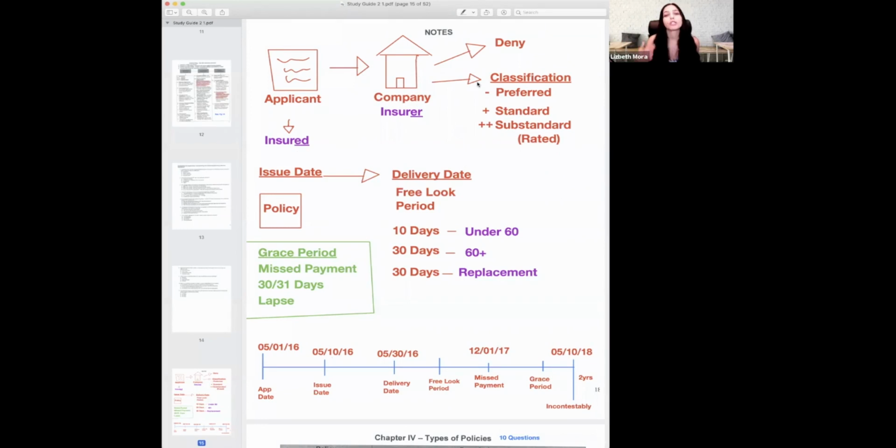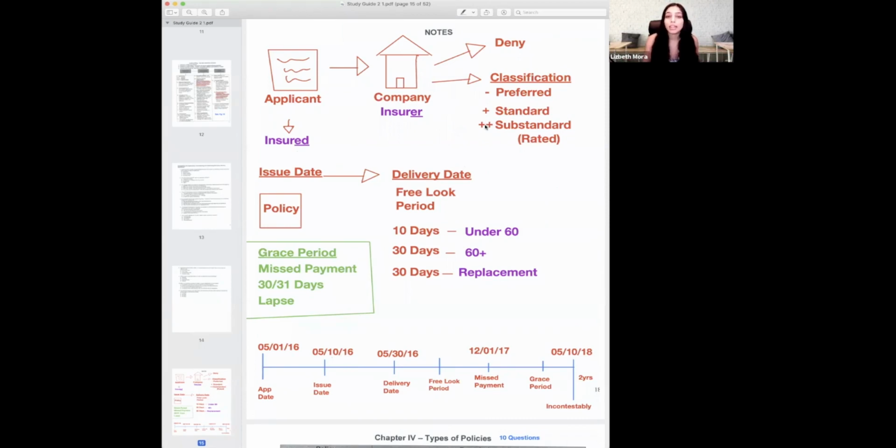Or they're going to put you into a classification, right? And the classification is based on health, things like that. So preferred is someone with great health, great weight, great everything. That person is actually going to pay less than everyone else. Standard is just a normal average person. They're not healthy, they're not unhealthy, they're just in the middle, normal, right? So this person would pay the normal rate of premium.